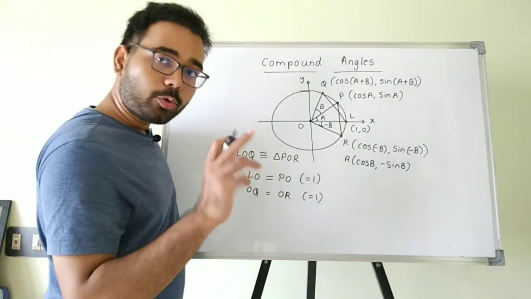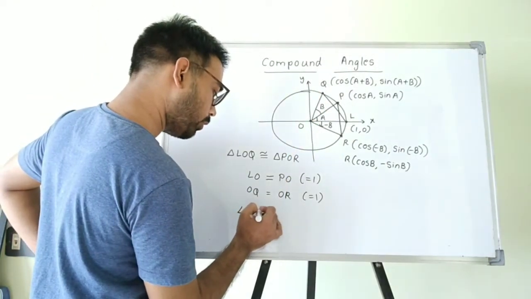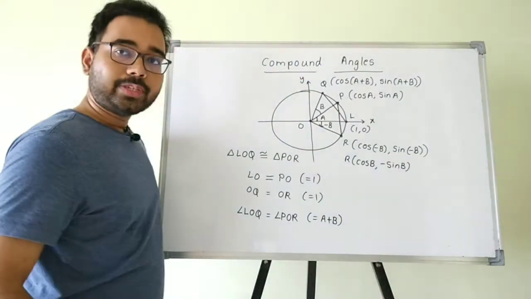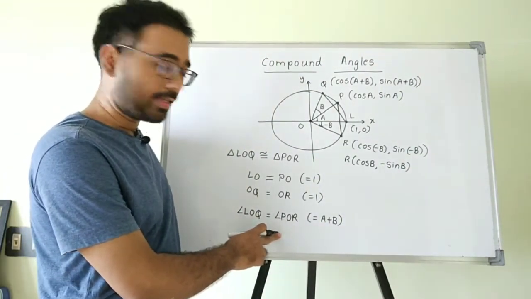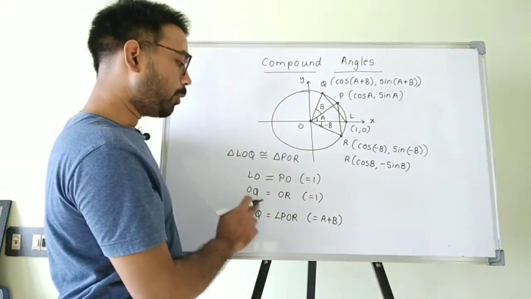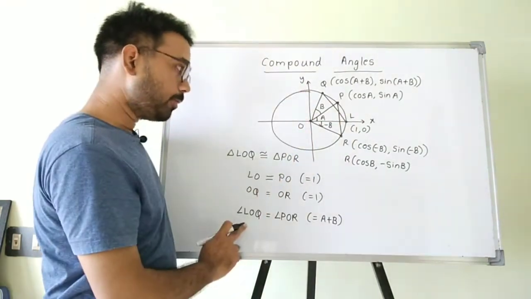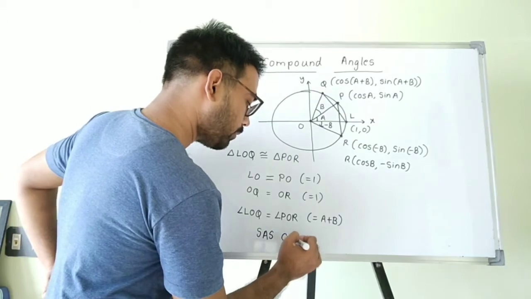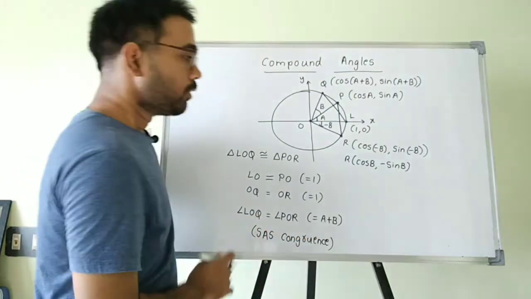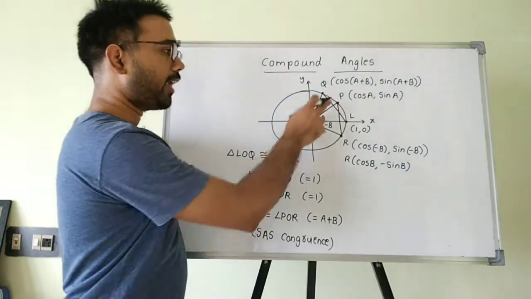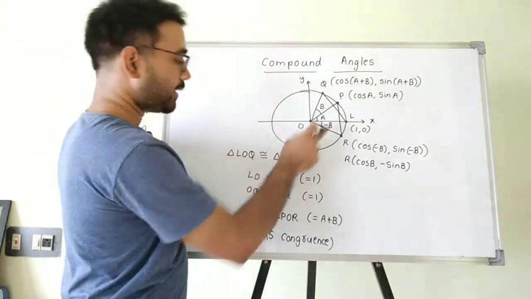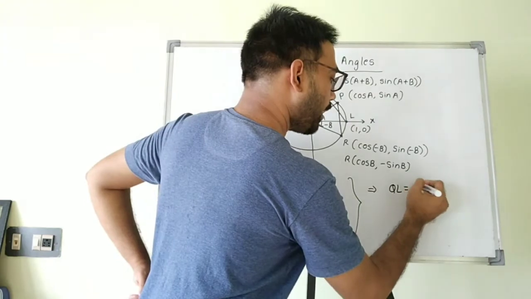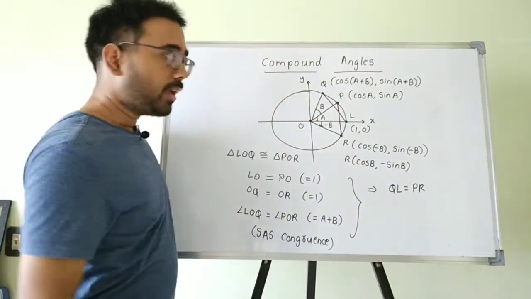And we can also say the included angle LOQ is equal to angle POR, which is nothing but A plus B. So you see, the two sides are equal and the angle between them is also equal, isn't it? LO is equal to PO and OQ is equal to OR. Angle LOQ is equal to angle POR. So side angle side congruence, SAS congruence. So from this we can say that these two triangles, triangle LOQ and triangle POR, are congruent triangles. So from this we can easily conclude that QL is going to be equal to PR, because QL is the base in the first triangle and PR is the base in the second triangle.